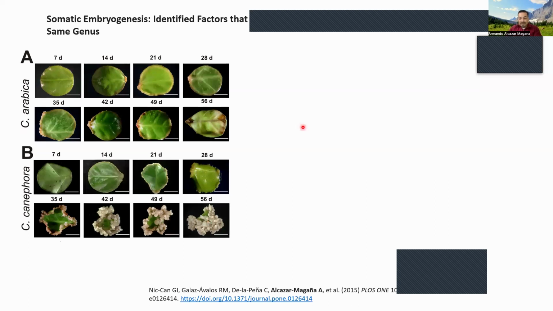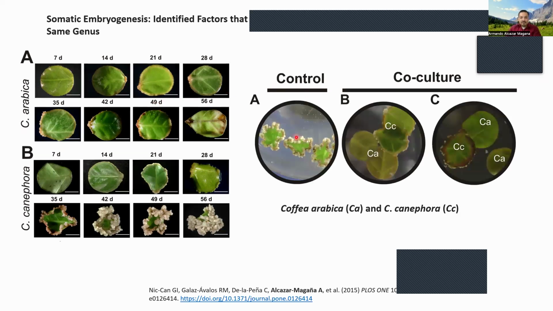And so that was very interesting. So that means something. Why is this happening? Why does it happen in one even though they are the same genus? So the next experiment they did was to put them together at the same time.